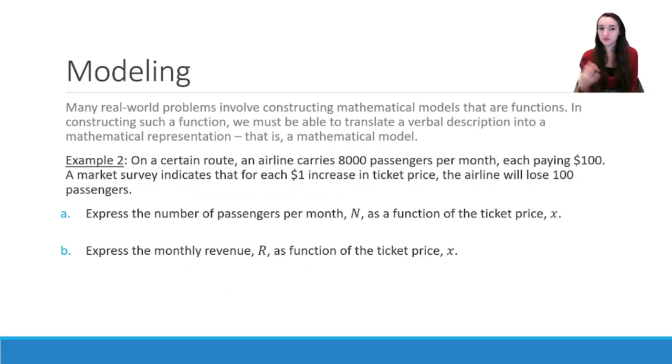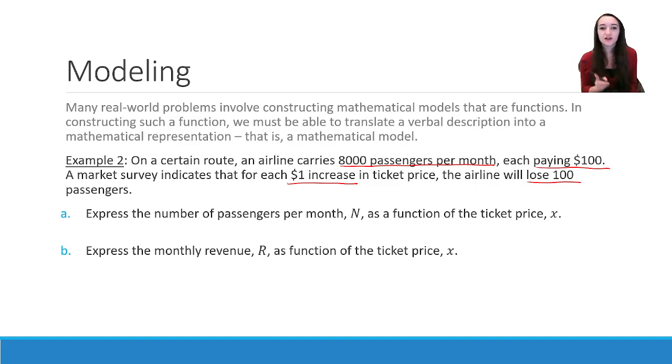So next, example number 2: on a certain route, an airline carries 8,000 passengers per month, each paying $100. A market survey indicates that for each $1 increase in ticket price, the airline will lose 100 passengers. Okay, so let's go through and do our underlining step. 8,000 passengers per month, and they pay $100, so by default, they pay $100. But for a $1 increase, they will lose 100 passengers.